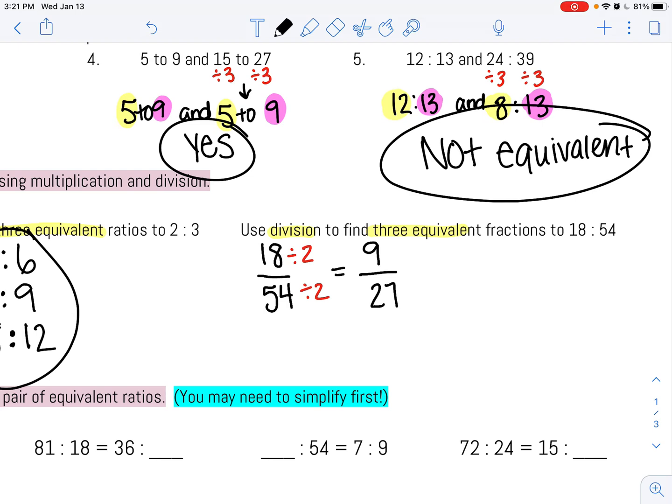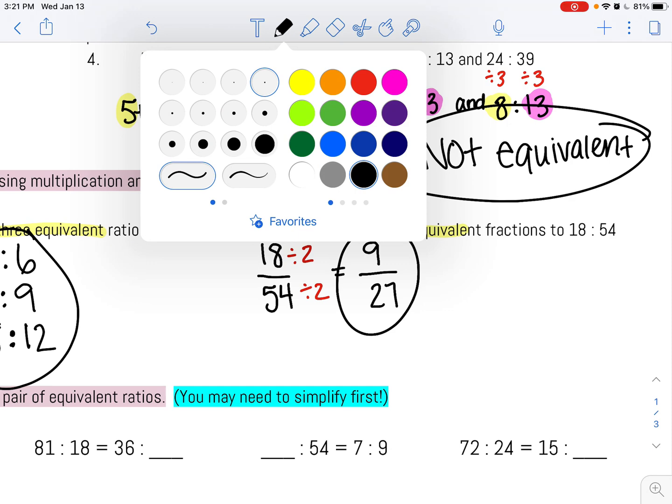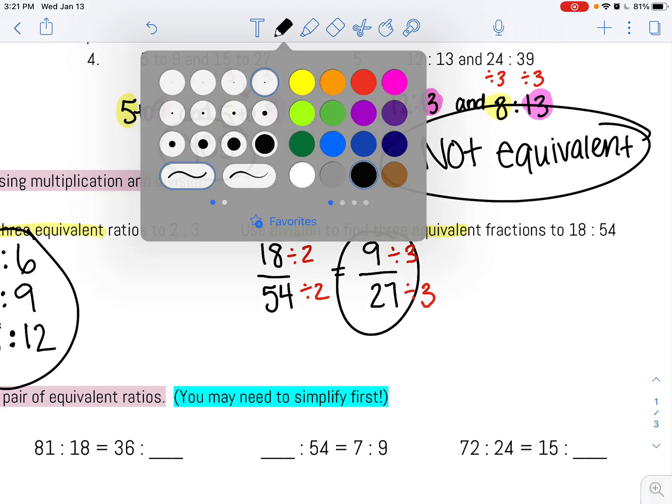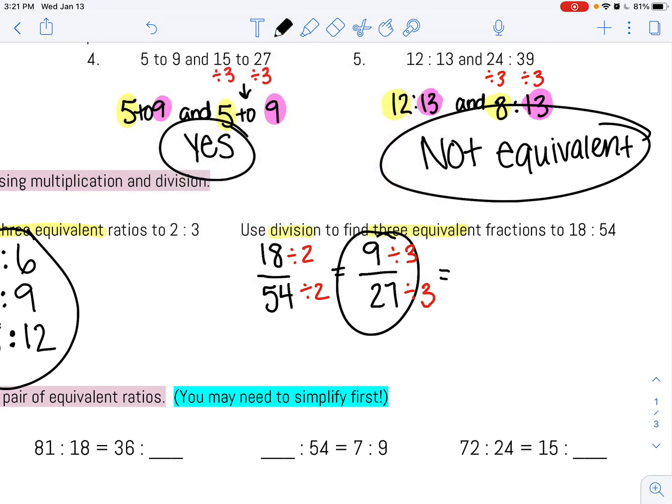So that would be an example. Let's circle that one. From here, I could keep simplifying. If I'm looking at 9 and 27, well, I can come up with another one by dividing by a common factor of 3, in which I get the new fraction of 3/9. That would be another equivalent ratio.